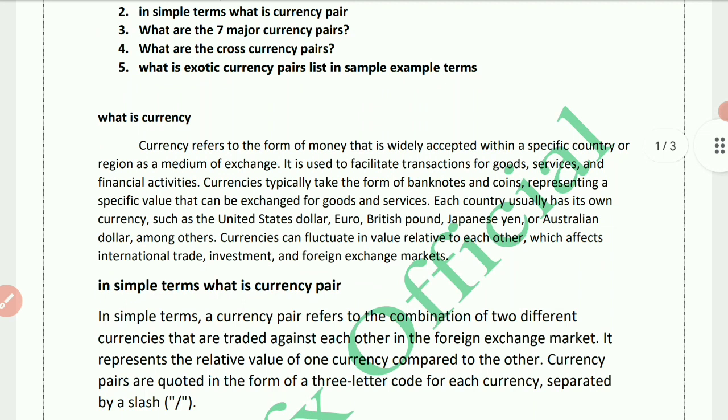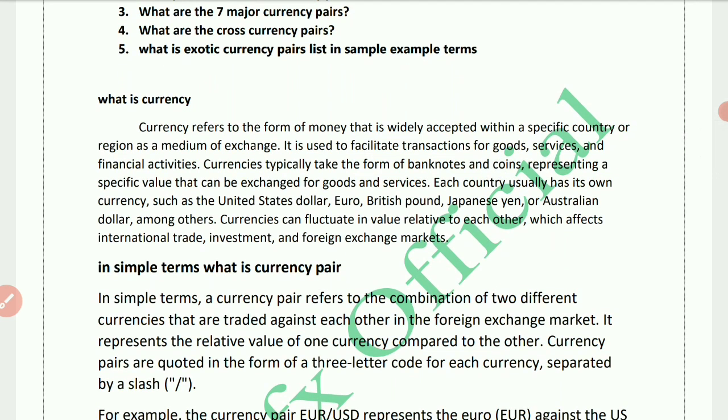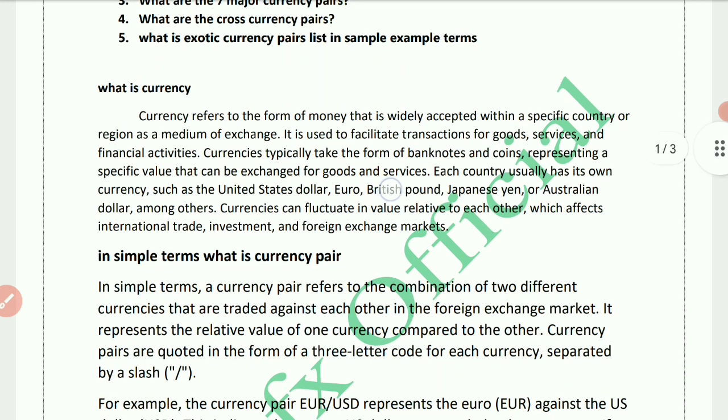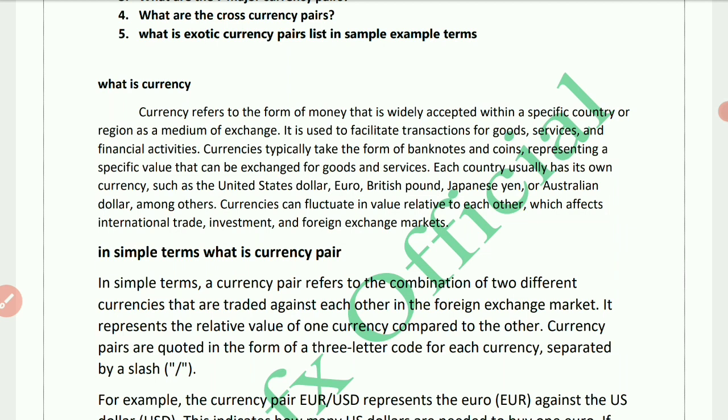So what is currency? Currency refers to the form of money that is widely accepted within a specific country or region as a medium of exchange, be it banknotes, coins, silver, whatsoever it might be, as long as it is widely accepted. Like knowledge is something valuable that you exchange for money. It is used to facilitate transactions for goods and services and financial activities. Currency typically takes the form of banknotes and coins representing a specific value that can be exchanged for goods and services. Each country usually has its own currency, such as the United States dollar, euro, British pound, Japanese yen, and Australian dollar, among other countries.